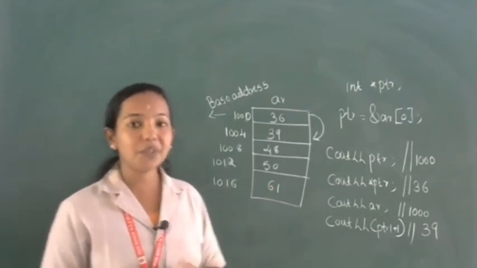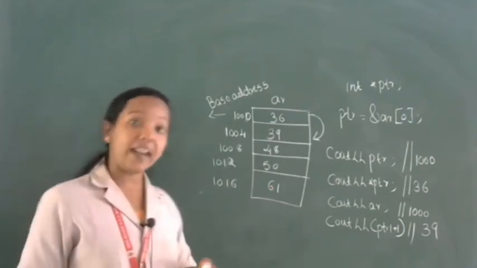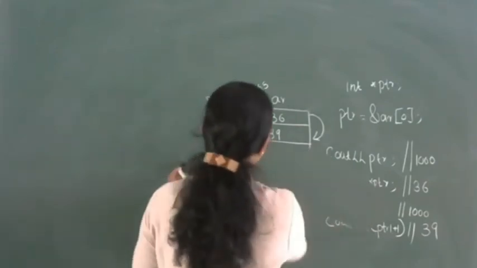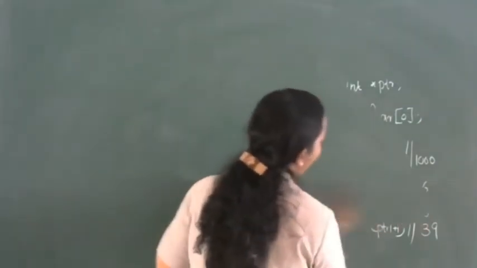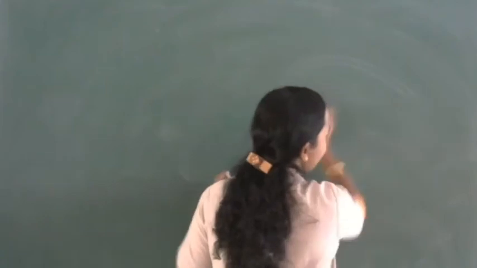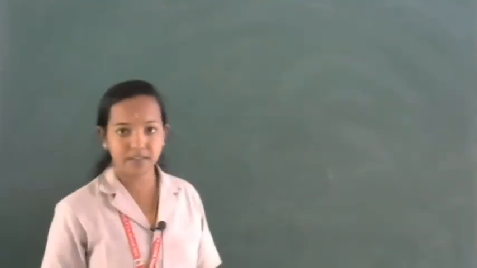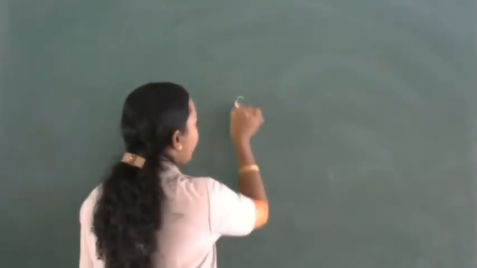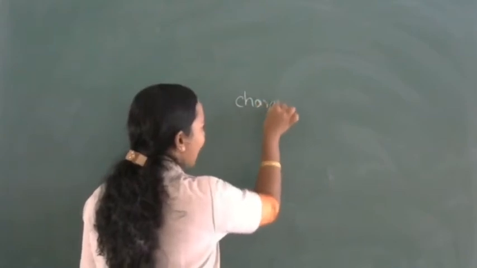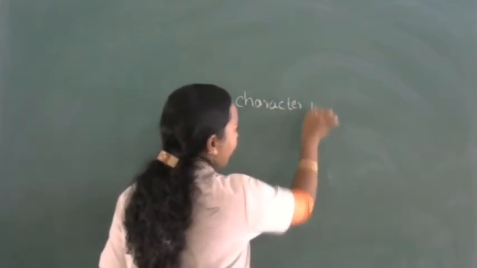Then suppose we want to represent characters. If we want to represent characters, then it will change to character pointers. So instead of integer pointers, here I am using character pointers.